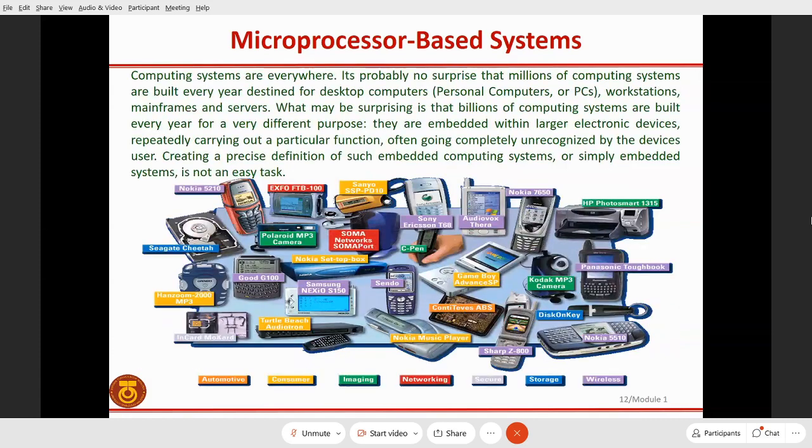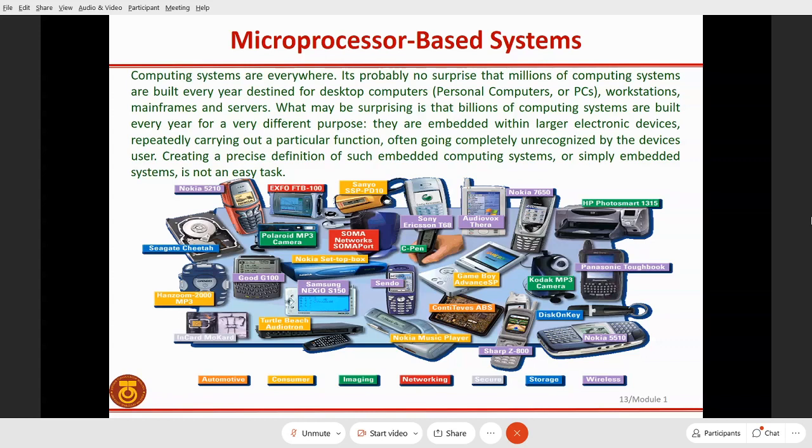These are just a few examples of embedded systems that are in the market today. You can see a lot of microprocessor-based systems. In fact, we are using them in our daily life. Your computer, your handphone, your smartwatch, for example. They are all embedded systems.